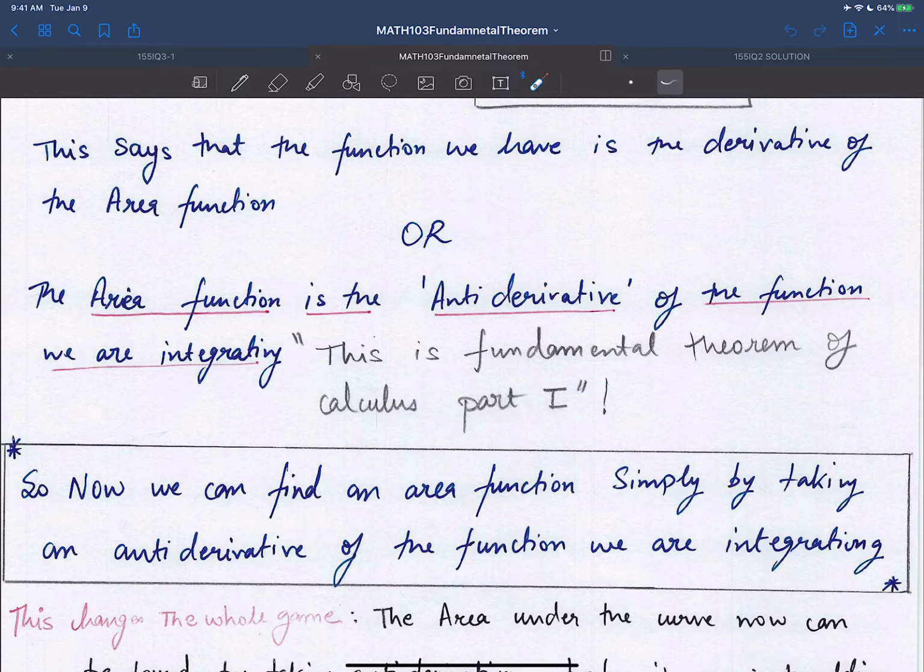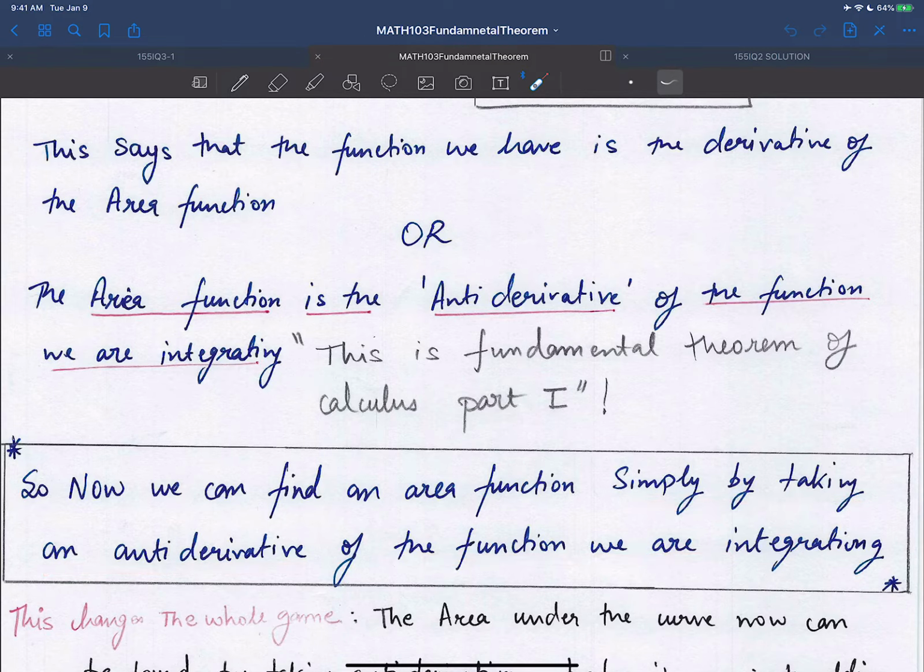The area function is the antiderivative of the function that we're integrating. Okay, and this right here is the fundamental theorem of calculus part 1. What you can do here is use this to simplify your answer very easily. So you say we can find an area function simply by taking an antiderivative of the function that we're integrating.